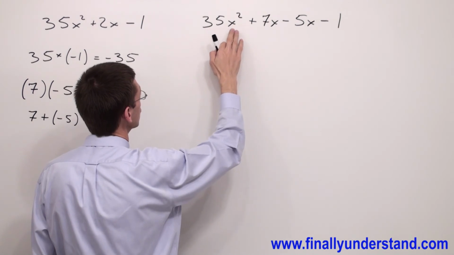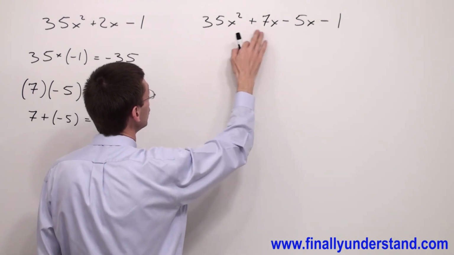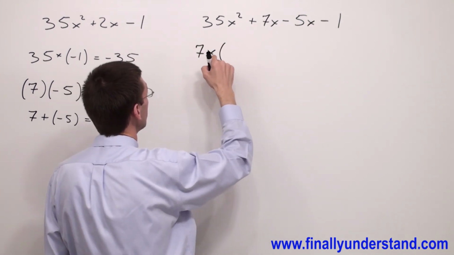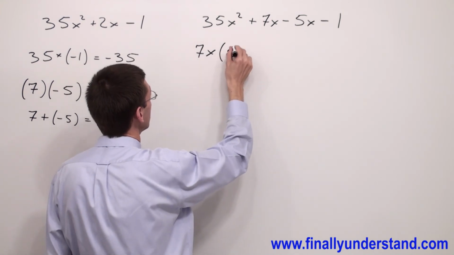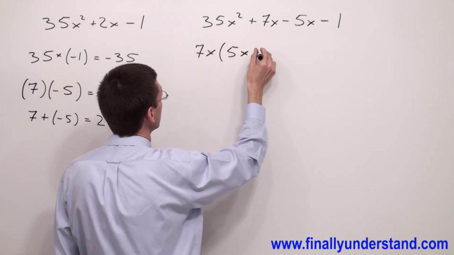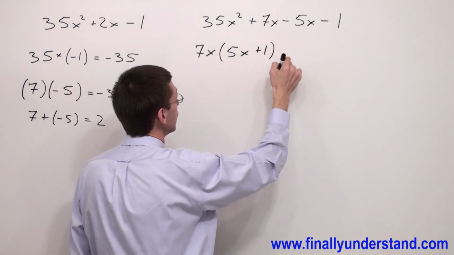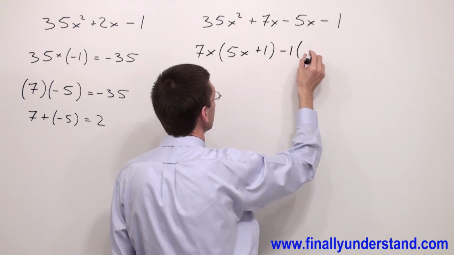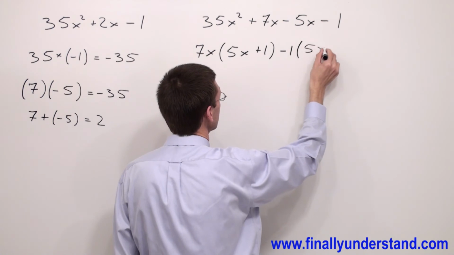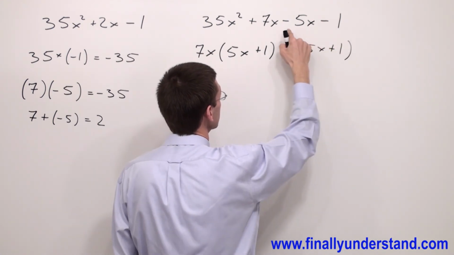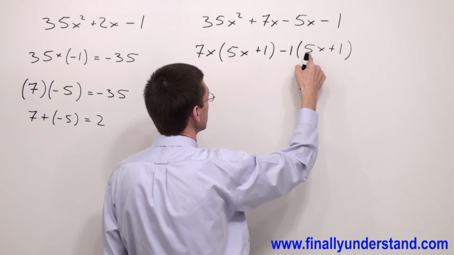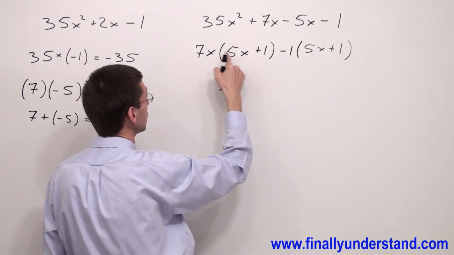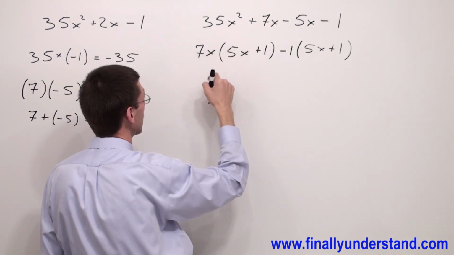Next, we're supposed to check what we can factorize from this expression. I have 35x squared plus 7x. From these two terms, I can factorize 7x. Inside of the parentheses, I'm going to have 5x plus 1. From these two terms, I'm supposed to factorize negative 1. And inside of parentheses, I'm going to have 5x plus 1. I have to factorize negative 1 because I want to make sure that inside of the parentheses, I'm going to have exactly the same expression like I got inside of the parentheses in the first part of the problem.